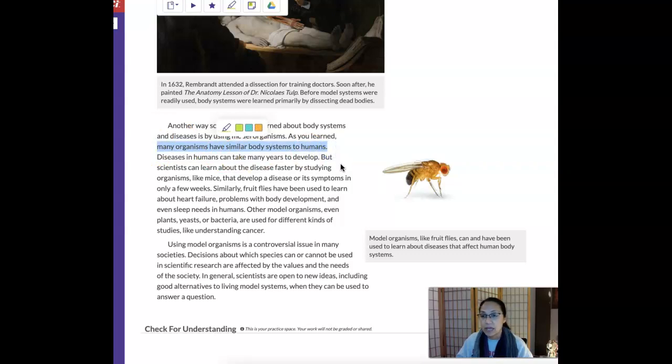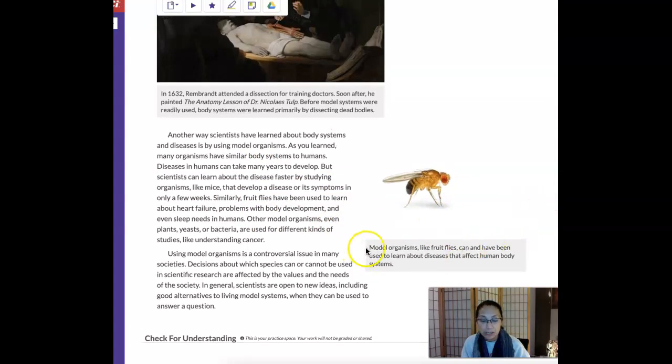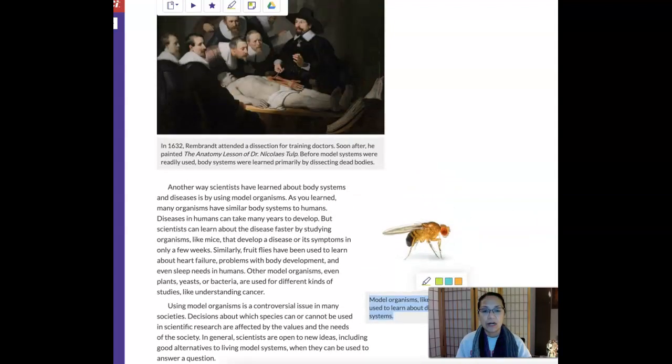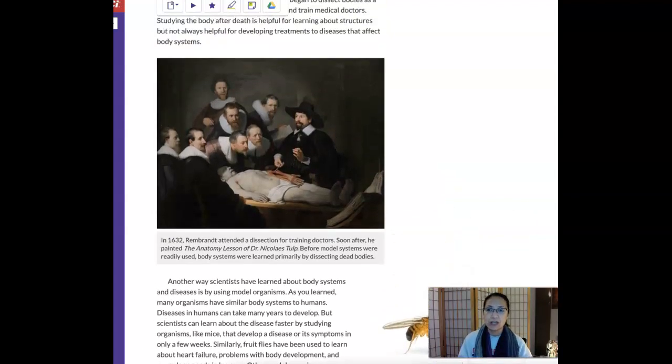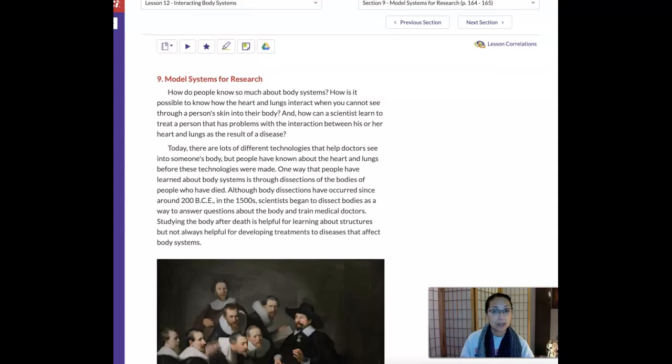You can also say scientists can learn about disease faster by studying organisms like mice that develop a disease or symptoms in only a few weeks. You can use that. Another thing would be something here: model organisms like fruit flies can and have been used to learn about diseases that affect human body systems. So you can use any of those sentences, or you can also go to a different page as long as you find something that backs up your claim.